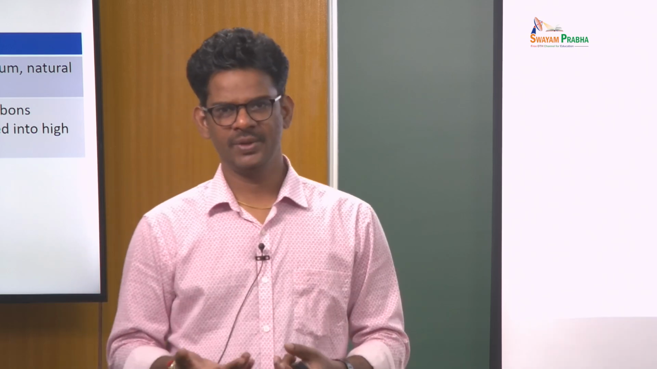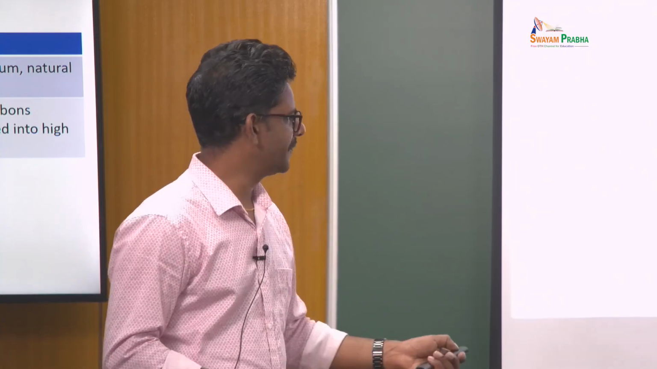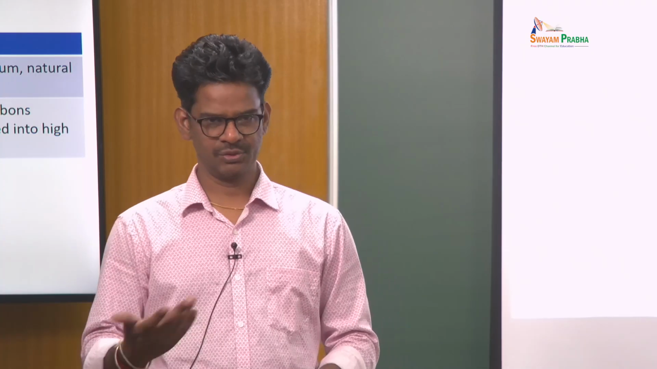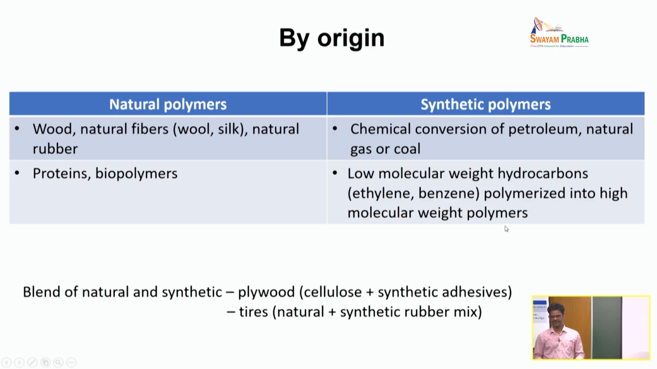Even though we say these are two different classes, in many applications we also blend them. We will have several scenarios where we mix natural polymers with synthetic polymers. Here I have given some examples. All of us use plywood for construction purposes, and this contains wood, which is basically cellulose, plus synthetic adhesives, and adhesives are also polymers. And then car tires, automobile tires, include a combination of both natural rubber from plants as well as synthetic rubber, mixed in certain proportions.